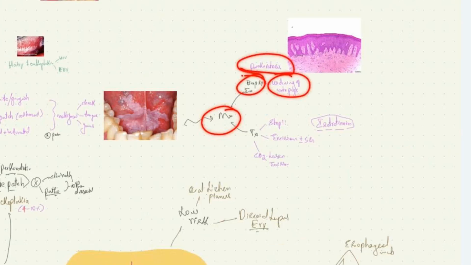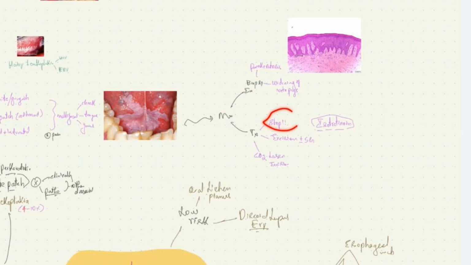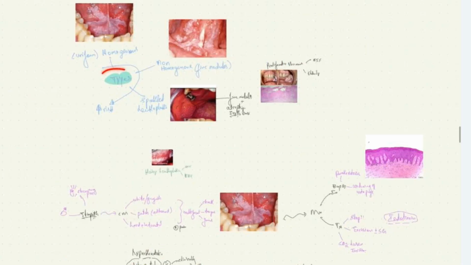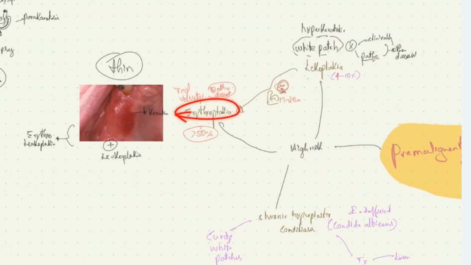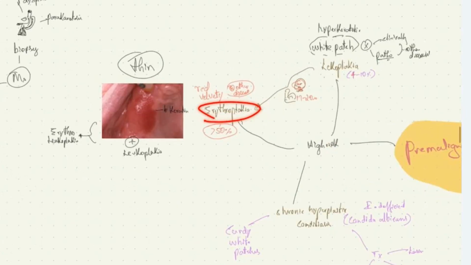The treatment we have is to stop smoking or chewing pan, and we can excise it surgically with or without skin grafting. The types of leukoplakia are homogeneous, non-homogeneous, and speckled leukoplakia, with risk of malignancy increasing from homogeneous to speckled type. We have erythroplakia. Erythroplakia is a condition where we see a red velvety lesion, which is not due to any other diseases. It has more than 50% chance to undergo malignant transformation.